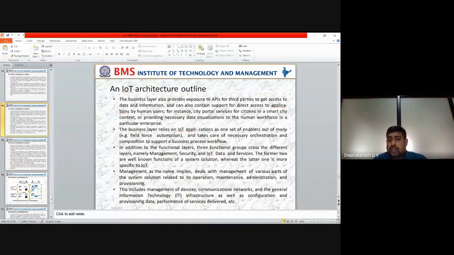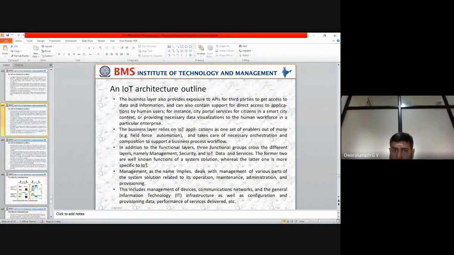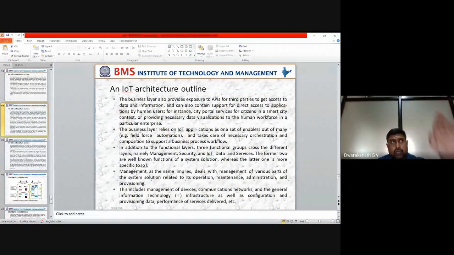In addition to the functional layers, there will be three functional groups across the layers, as I told you in the beginning itself. Now we'll discuss those cross layers. The cross layers are management, security, and IoT data services. The former two are well-known functions of a system solution, that is management and security, whereas the latter one is more specific to IoT. IoT data services is specific only to IoT projects.